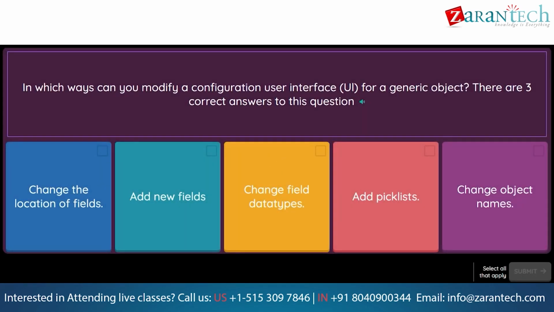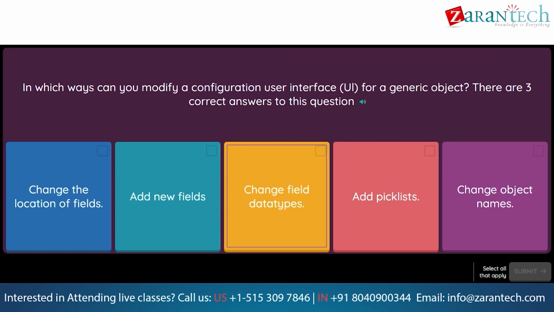Question, in which ways can you modify a configuration user interface, UI, for a generic object? There are 3 correct answers to this question. Option 1, change the location of fields. Option 2, add new fields. Option 3, change field data types. Option 4, add pick lists. Option 5, change object names.